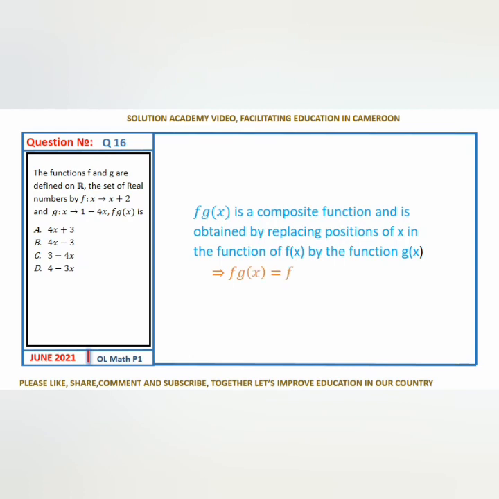So our f of g of x will be equal to f of 1 minus 4x, which is g of x, right? 1 minus 4x is g of x. So I'm just replacing x anywhere we see it in the function f with 1 minus 4x. So this implies that f of g of x will be equal to 1 minus 4x plus 2, okay? Bring like terms together: 1 plus 2 is 3 minus 4x. So to this effect, we're done with the simplification, and our answer is C.